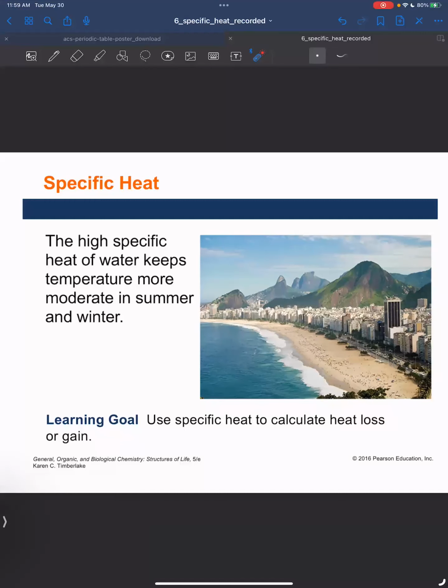Hi everyone, welcome back. The learning goal for this video is to be able to use specific heat to calculate heat energy that is lost or gained.